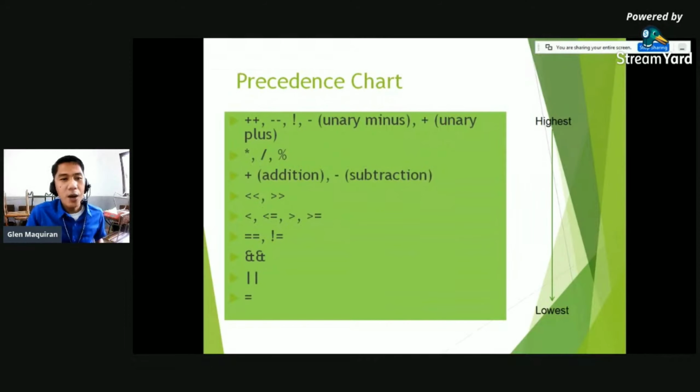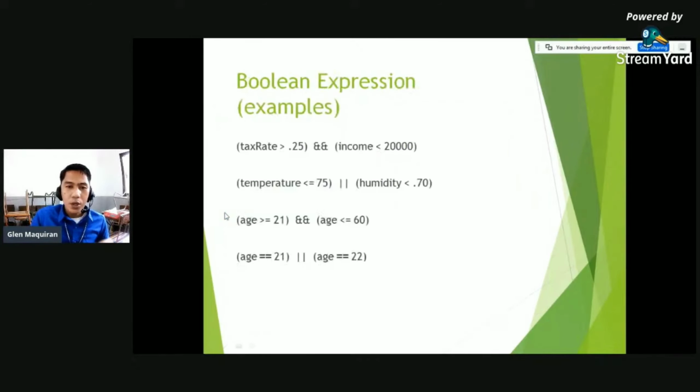Okay, precedent chart. We have this one. This one is, as we experience, we have increment. This one is a decrement. This one, not. Then unary minus, then unary plus. We have times, we have division and the modulo. Okay, then plus, then subtraction. Okay, so that's our precedent chart from the highest to lowest. Okay, then we have and, and or. Okay, Boolean expression, we have here an example.